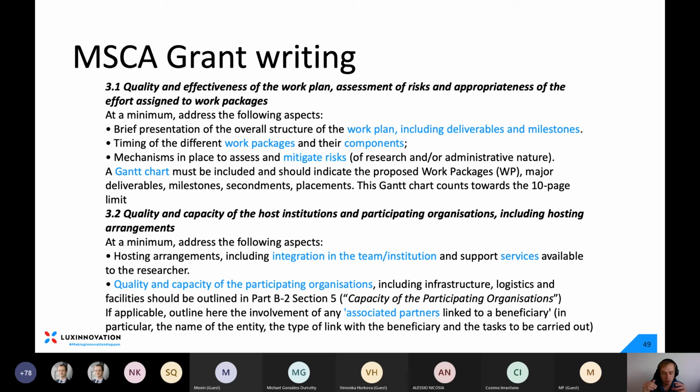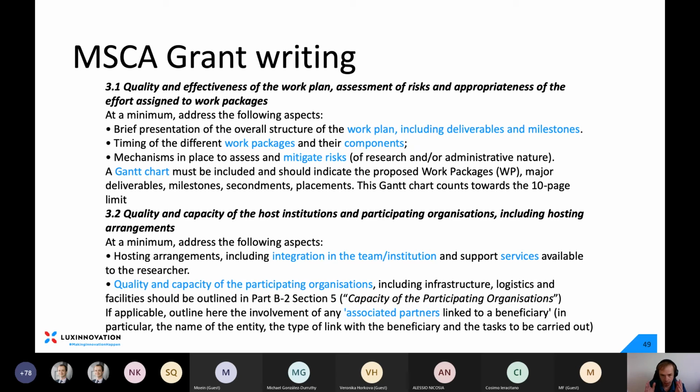What are the different tasks? So each work package you will divide in different tasks. So task 1 might be, I don't know, I do the literature research. Task 2 might be I write up a short summary, etc., whatever.